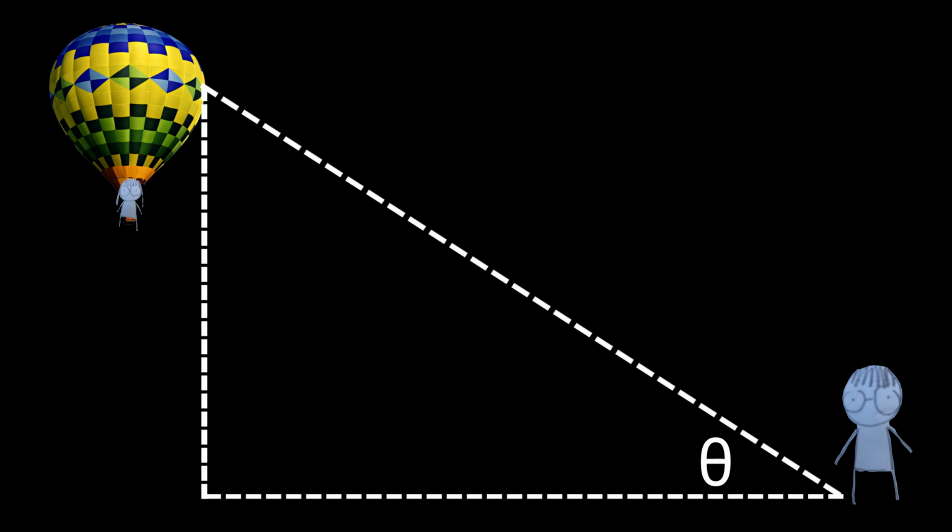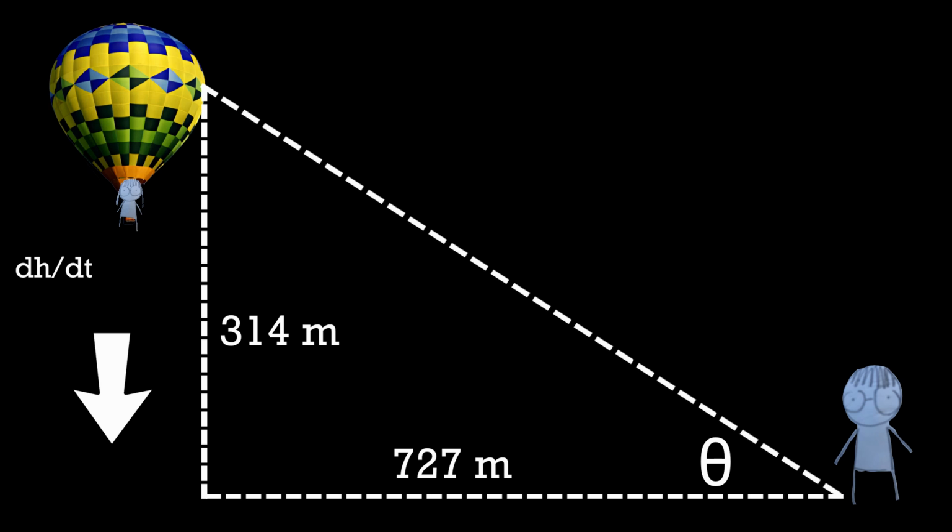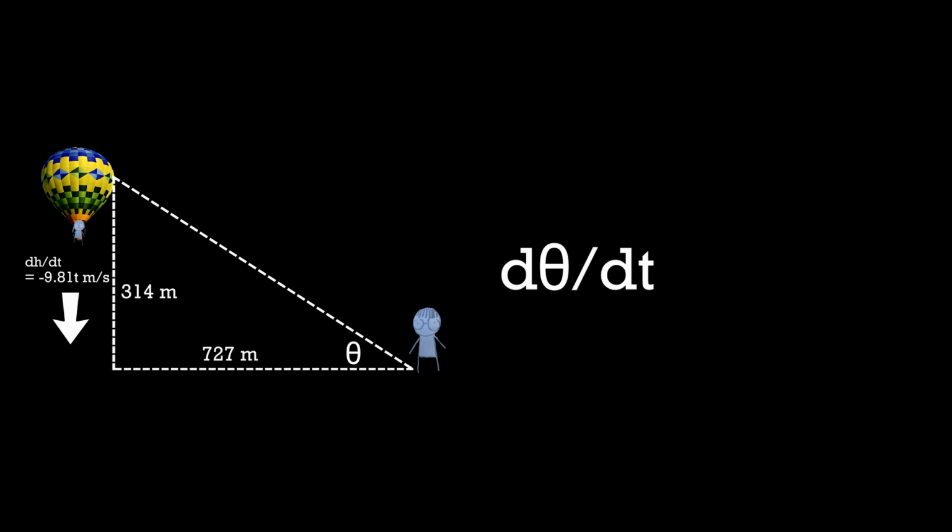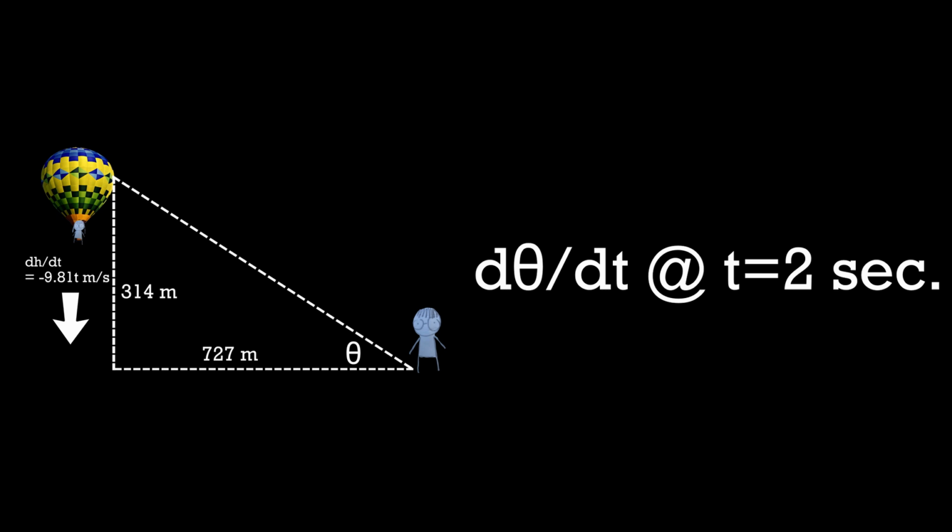Let's look at the measurements. So, the balloon is 727 meters away from Andre at this point, and 314 meters above the ground. Now we know that the rate of change of the height of the balloon is negative 9.81t meters per second. So let's try to find dθ/dt at t equals 2 seconds. Let's actually see if you can solve it for yourself. Here, I'll give you 1/60 seconds. Alright, you done? Too bad, let's go.